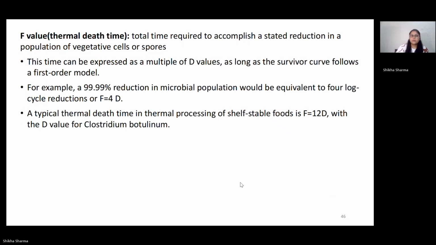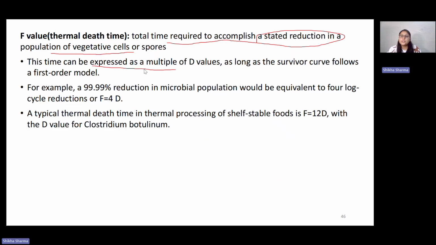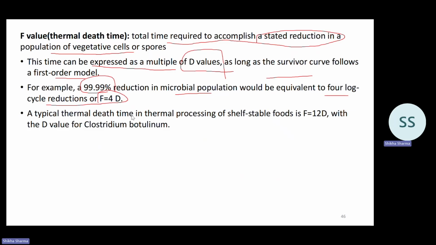Okay. So what is the F value first? The F value is thermal death time. So it is the total time required to accomplish a stated reduction in a population of vegetative cells or spores. This time can be expressed as a multiple of the D value as long as the survival curve follows the first order model. Suppose we are saying that a 99.99% reduction in the microbial population would be there. So it will be equivalent to a 4 log cycle reduction, or F equals 4D.